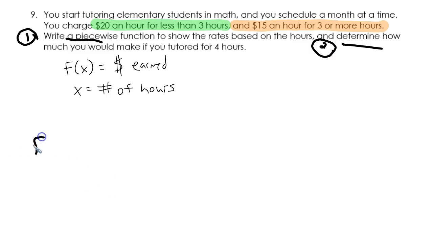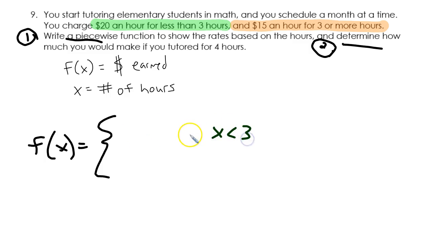So we'll start with the first question by putting f of x equals brace. And we have two different scenarios here. $20 an hour for less than 3 hours. So when x is less than 3, it's going to be $20 times the number of hours, where x is the number of hours.